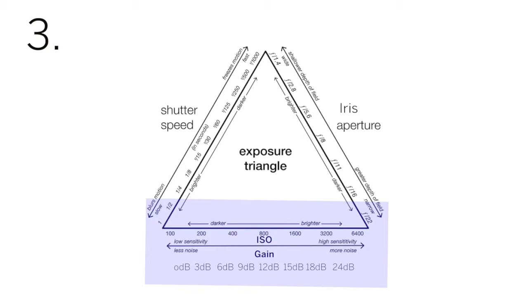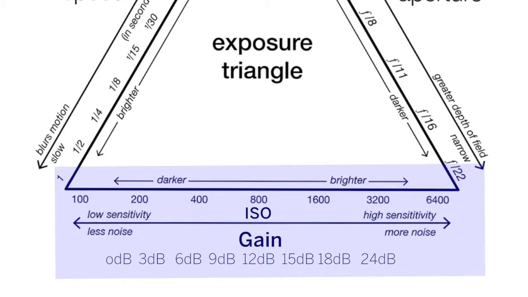Gain is the electronic amplification of the video signal. Too much gain will cause the image to appear grainy. This is called video noise.